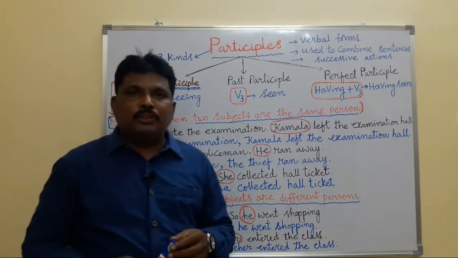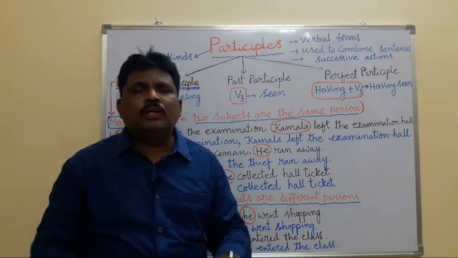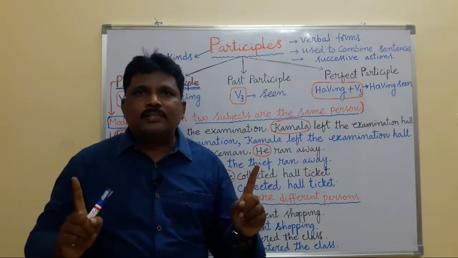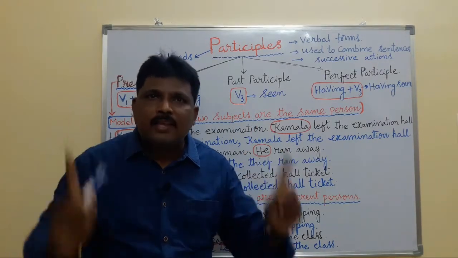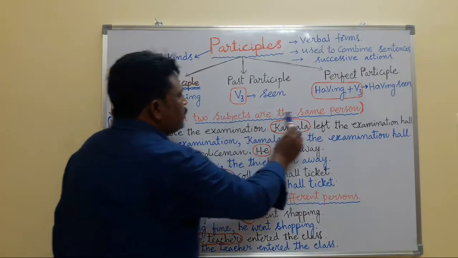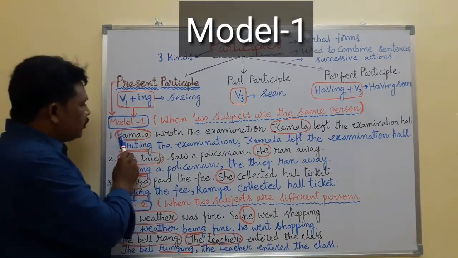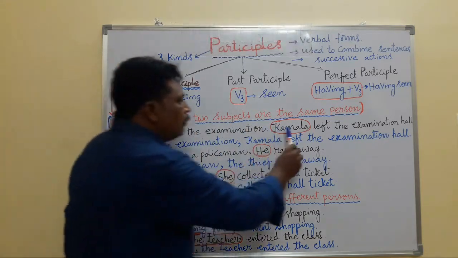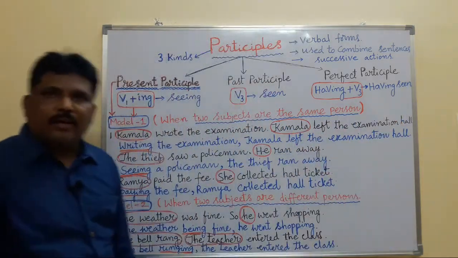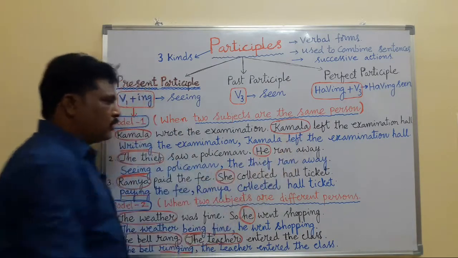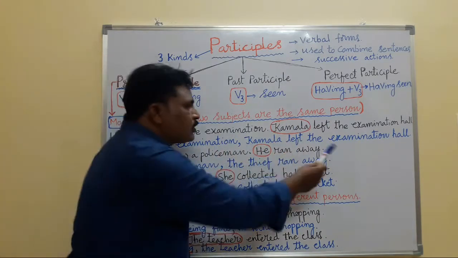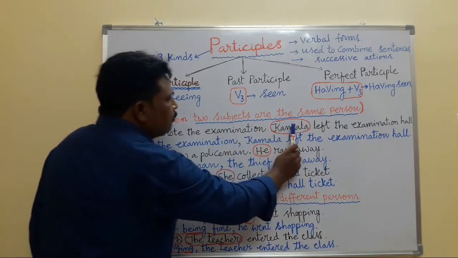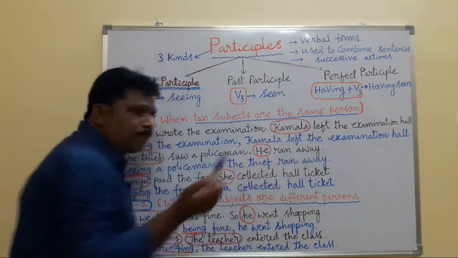In the public examination, the students will be given two separate sentences. In these two sentences, two subjects are the same, that is, two subjects are the same person. Look at the first example. Kamala wrote the examination. This is one sentence. Kamala left the examination hall. This is another sentence. Two successive actions. This is the one action and this is the next successive action. So in these two sentences, subject Kamala, here subject Kamala. Two subjects are the same person.